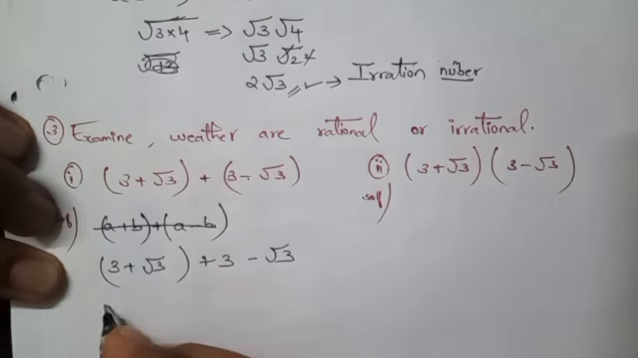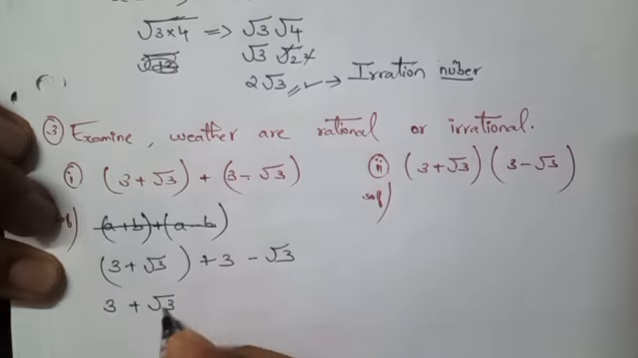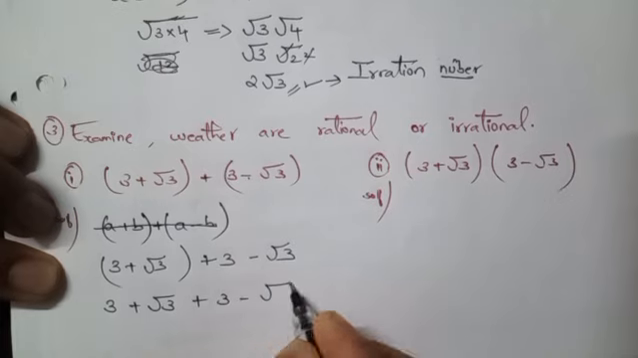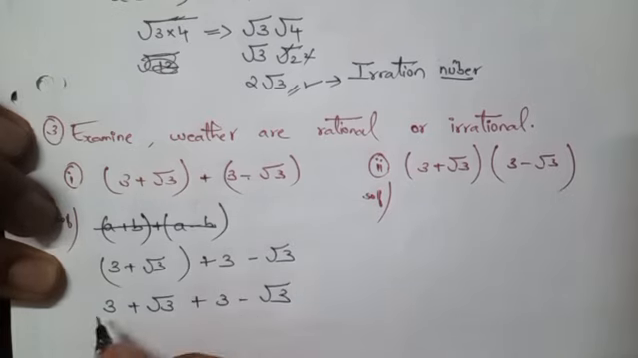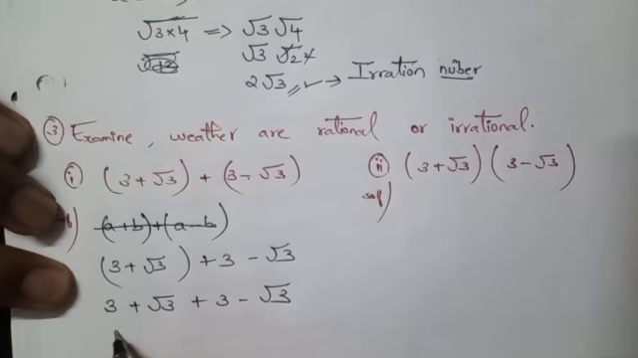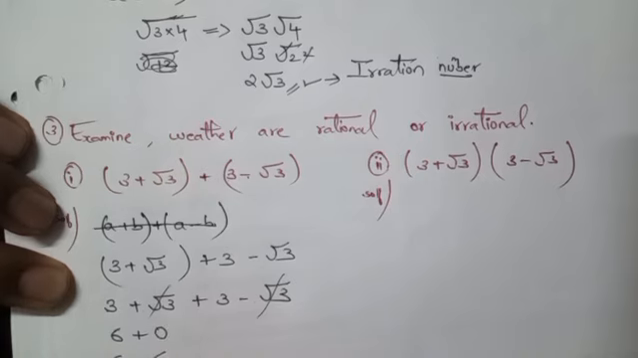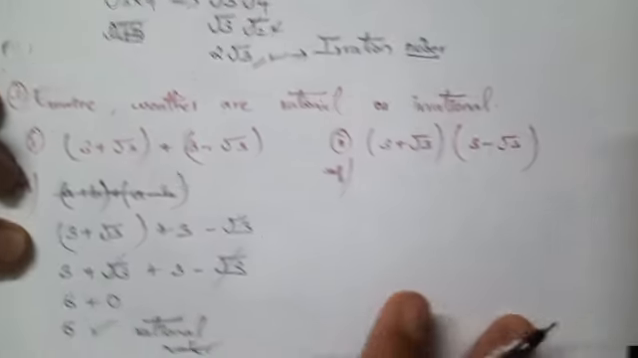Now you open these brackets. Just I'm opening the brackets. Minus root 3 as it is. Now 3 plus 3 is 6, and root 3 minus root 3 is 0. Okay, so the answer is 6, where 6 is a rational number. This is a rational number.